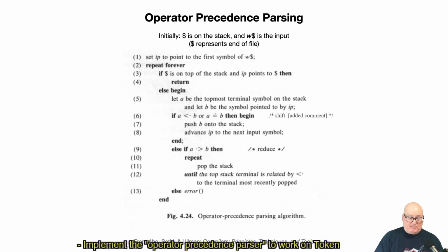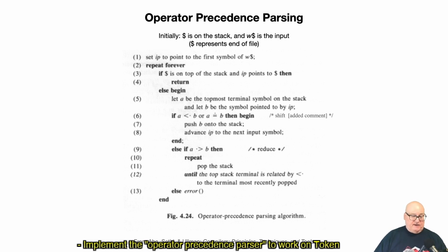Otherwise, it's a process of comparison. We'll pop the topmost terminal symbol on the stack, and then we'll have A is that and B is the character we're pointing to. So we're comparing what's on the stack versus what's on the input. If A is less than or equal to B, then we'll push it and move to the next input. Pushing just puts that thing on the stack, the number or identifier or whatever it is, and moves on to the next input.